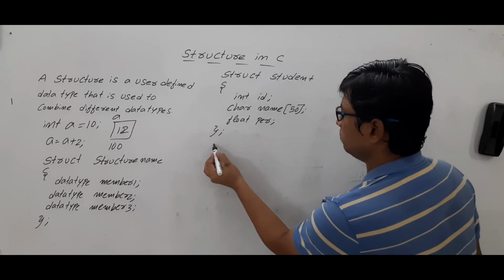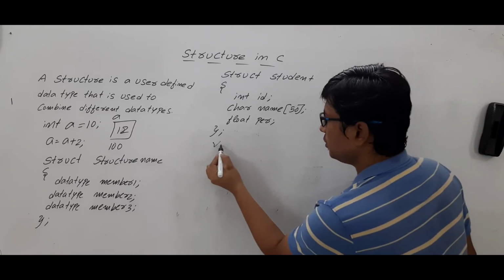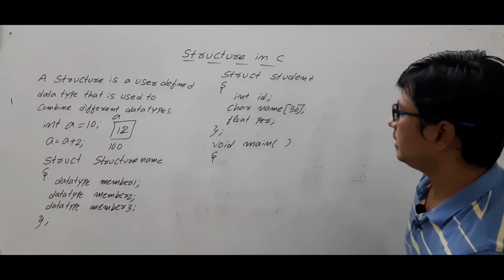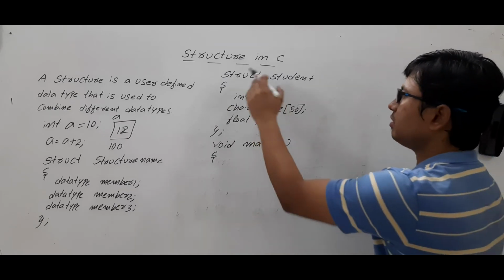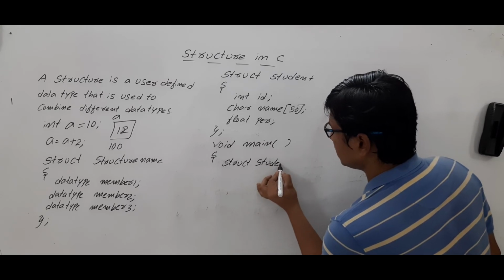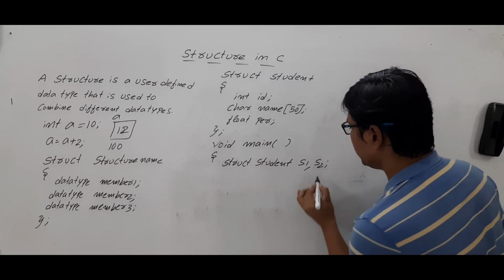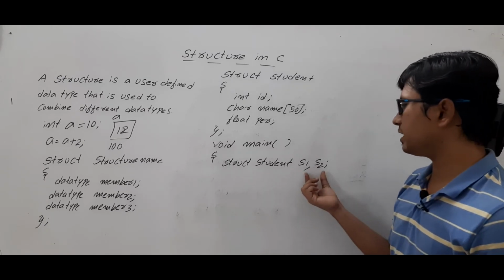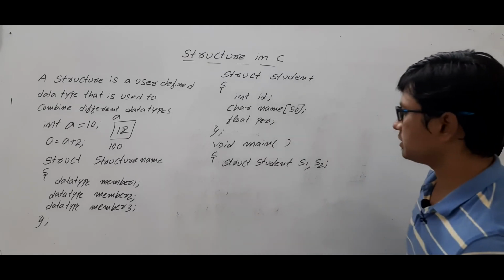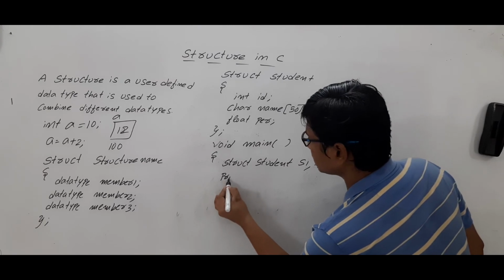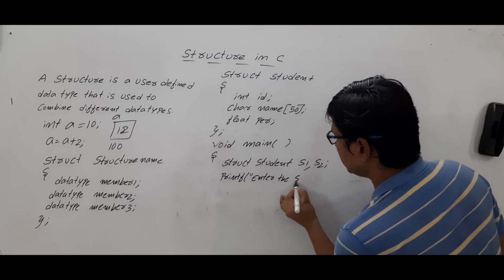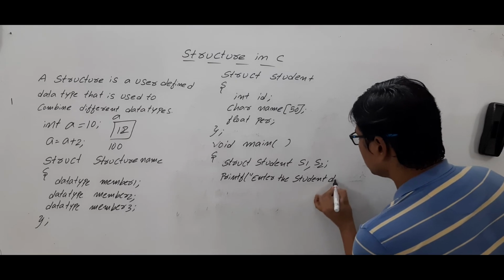Now you are using the void main, and then let me declare the variables of the structure called student. So I'm writing struct student s1, s2. Here I am declaring the variables called s1 and s2, then only the memory will be allocated. Is it clear? Now what I will do is ask the user to enter the student details.